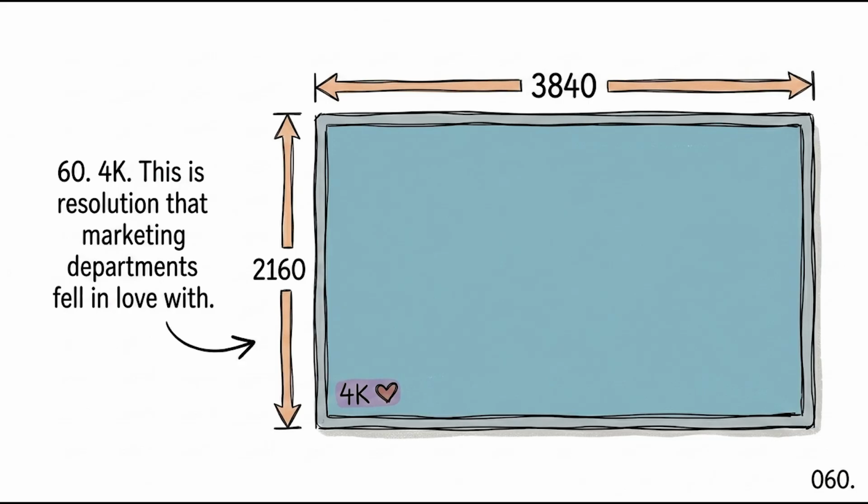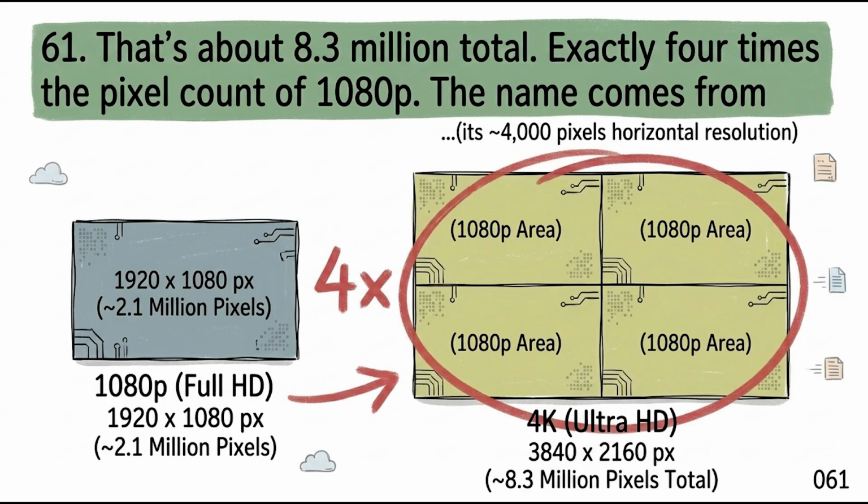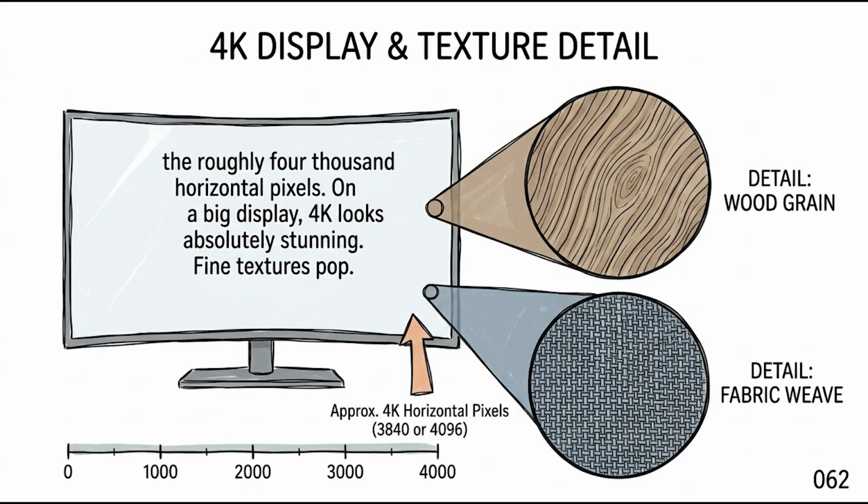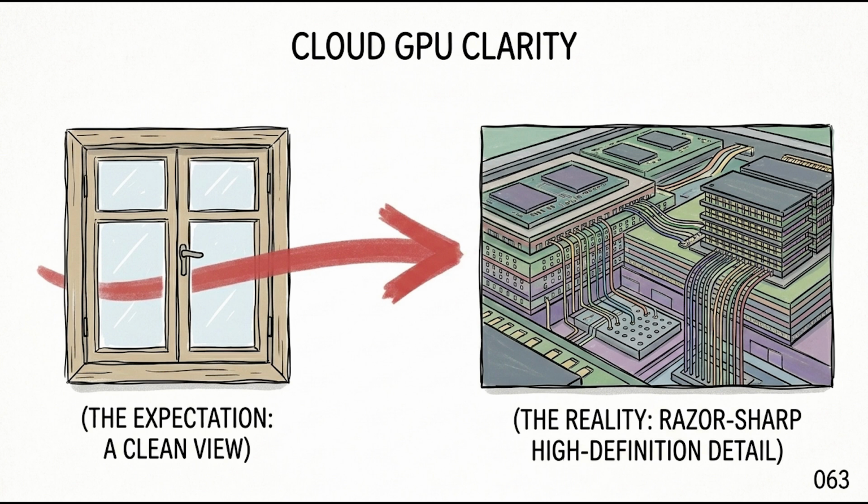4K. This is the resolution that marketing departments fell in love with. 4K means 3840 by 2160 pixels. That's about 8.3 million total, exactly 4 times the pixel count of 1080p. The name comes from the roughly 4,000 horizontal pixels. On a big display, 4K looks absolutely stunning. Fine textures pop. Text is razor sharp. High-quality footage feels like looking through a clean window.